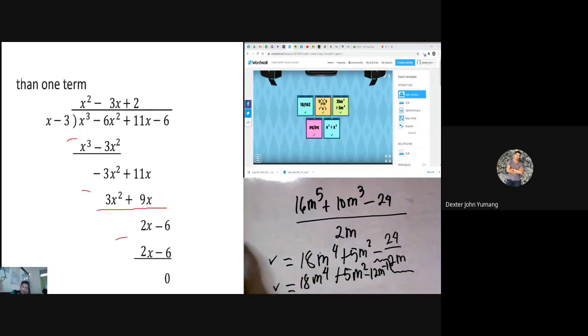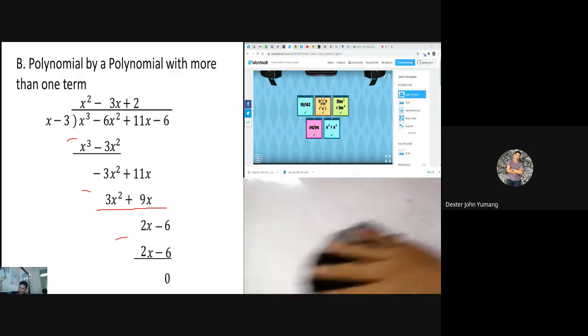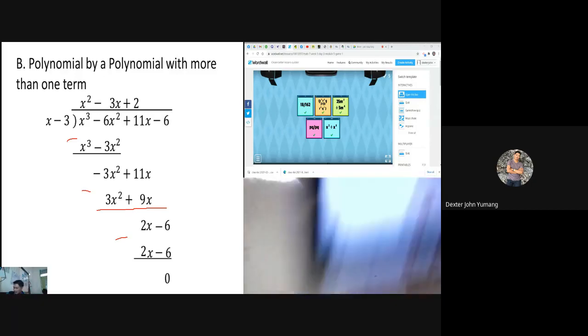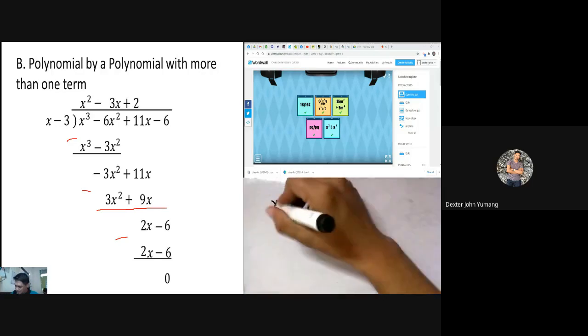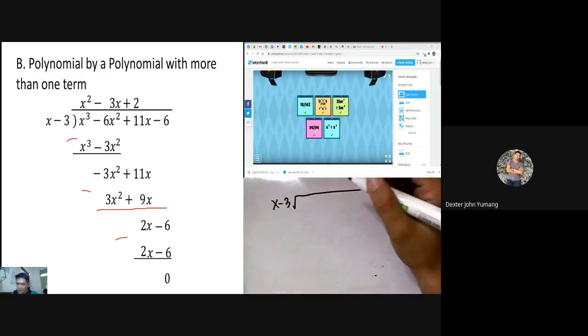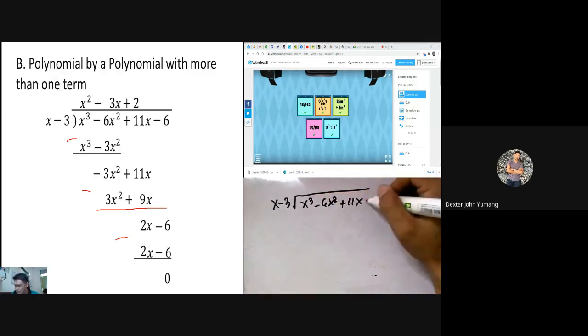Next. Dito naman tayo sa mas mahirap na kung saan hindi nyo na iisipin yung ayaw nyo nang mag-aral. Dahil sa example na ibibigay ko. Can we look at that example? So napaka-burden siya sa tingin sa ating mga eyes. Para siyang sore eyes. So tingnan yung example natin. So we now go to polynomial by a polynomial with more than one term. So we have x minus 3. I-divide daw natin si x minus 3 by x cubed minus 6x squared plus 11x minus 6.